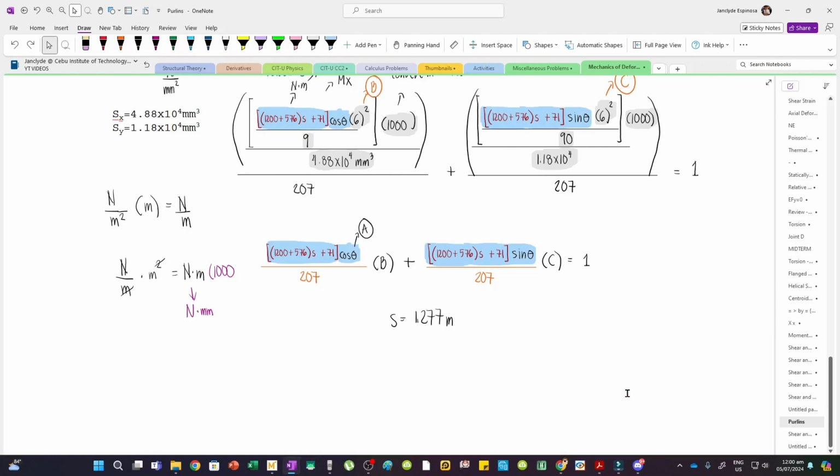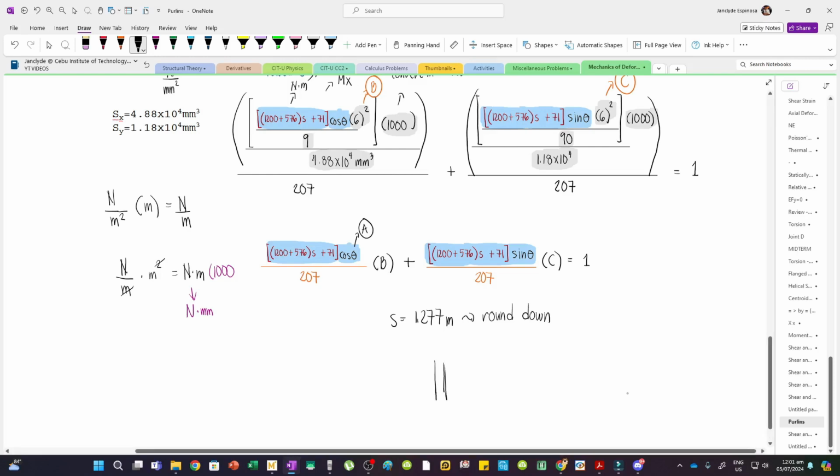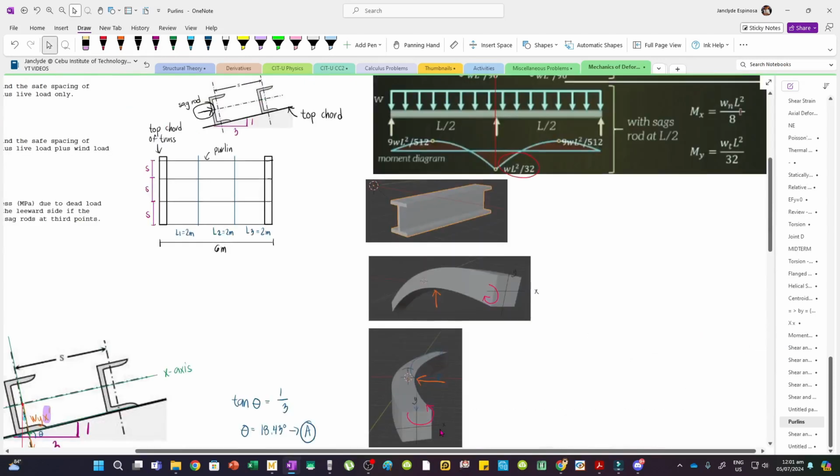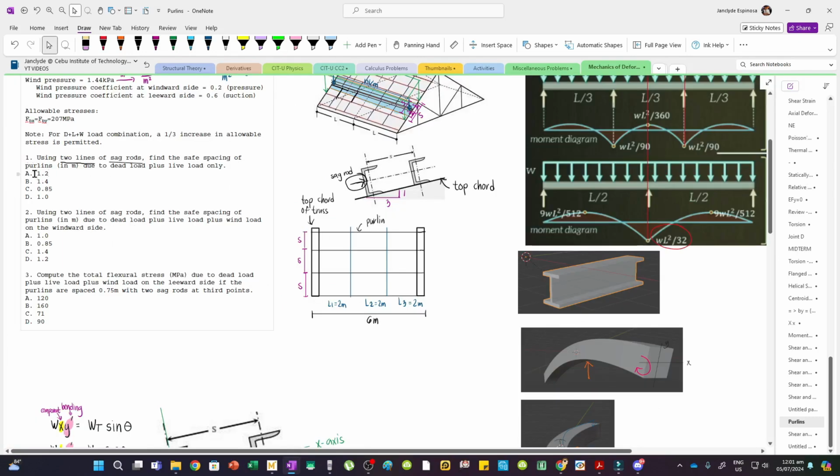Kasi di ba, if they are closely spaced with each other, then mas magiging compact. So, yung gagawin, basta spacing yung tanong, you will actually round down. Again, the lesser the spacing, mas magiging magkadikit yung purlins. The larger the spacing, magkalayo na kasi sila. So, this is unsafe. This provides a more conservative design if you will round down the spacing. So, this now becomes 1.2. And so, our answer for number 1 is letter A.